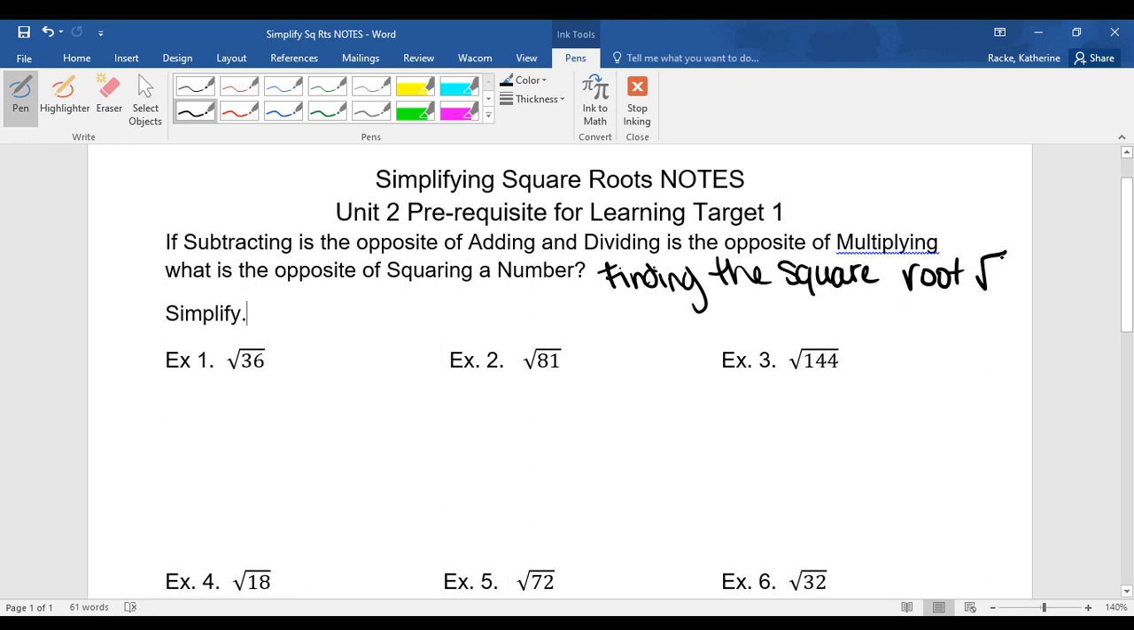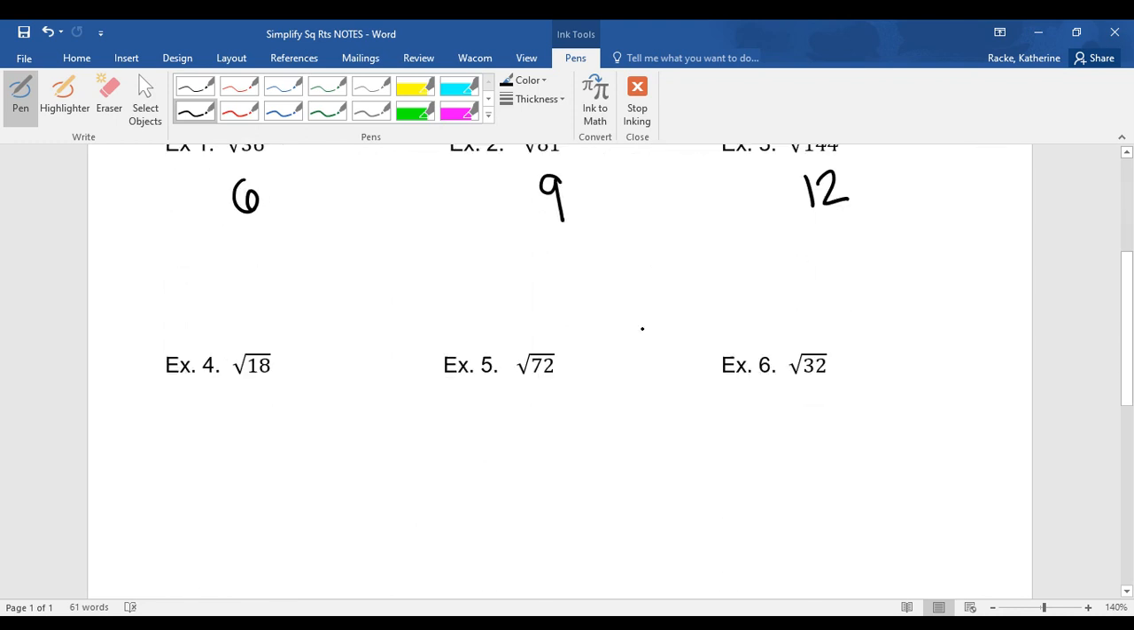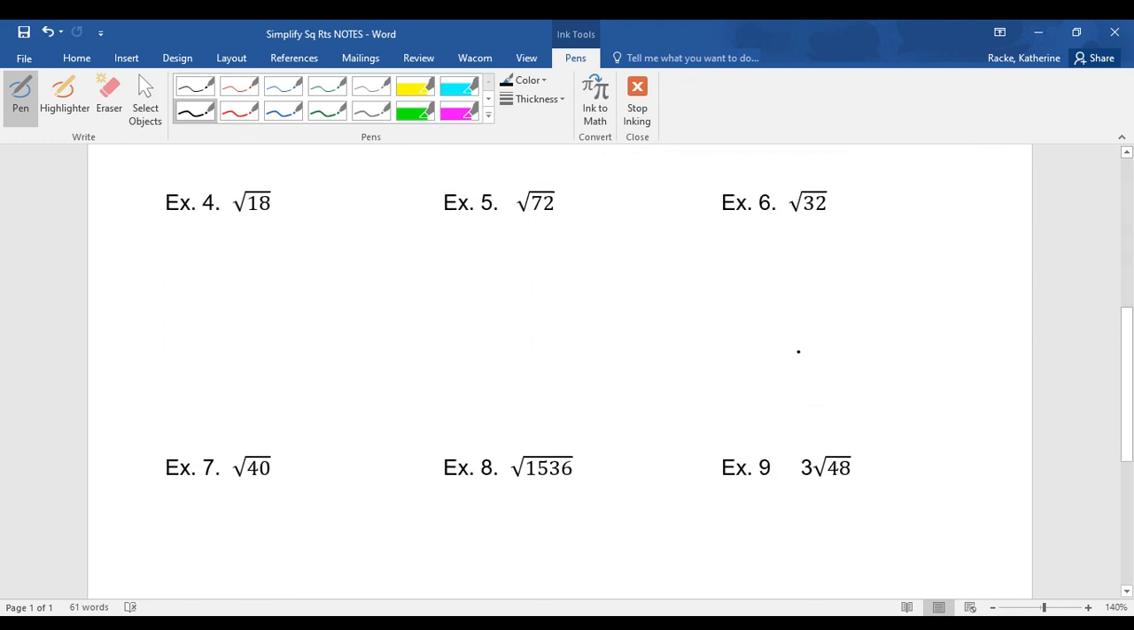Okay, so this is where knowing your perfect squares will come in handy. The square root of 36 is going to be 6 because 6 times 6 gives us 36. The square root of 81 is going to be 9. 9 times 9 gives us 81. And the square root of 144 will be 12. Okay, scrolling down to where they get a little bit harder.